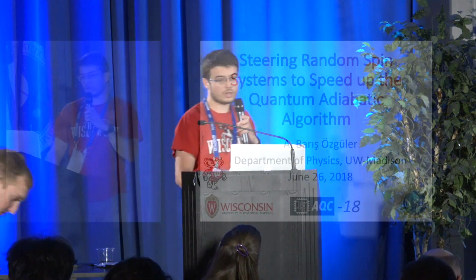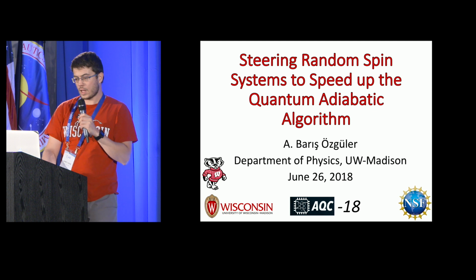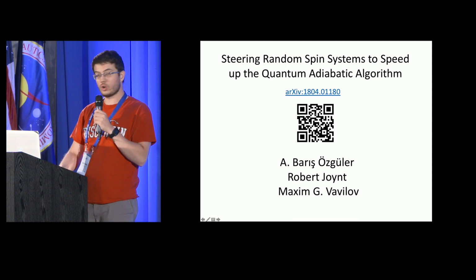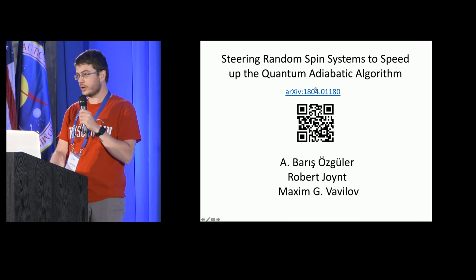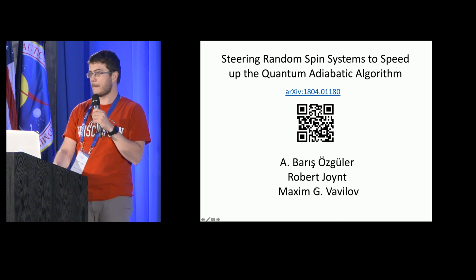My name is Baris. I'm a graduate student in physics at University of Wisconsin-Madison. I will talk about how we can speed up the quantum adiabatic algorithm for random spin systems. So here is the QR code and arXiv identifier, if you are interested. I did this work together with Bob Joint and Maximo Willow.